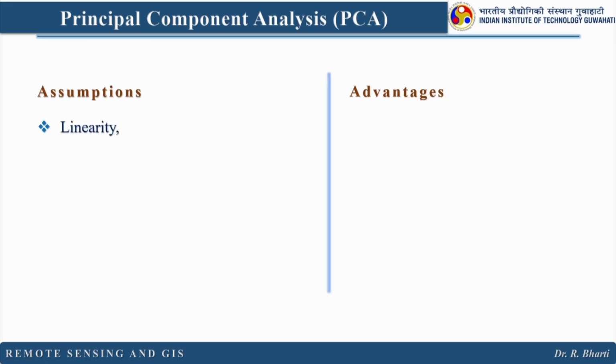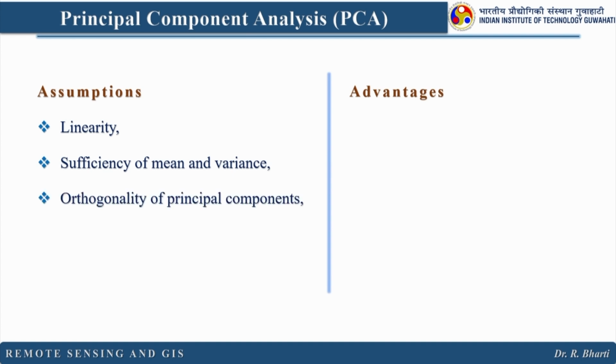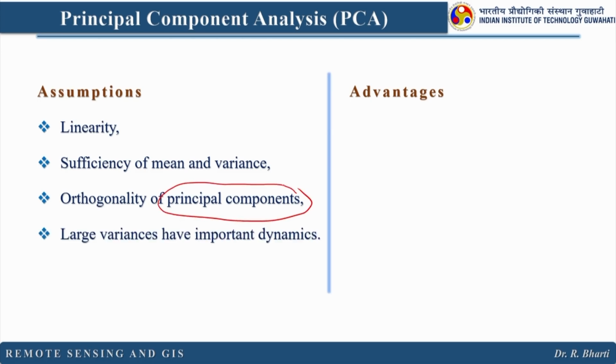Let us see. It assumes the data sets have linearity or correlation, sufficiency of mean and variance, orthogonality of principal components, which you will understand later, and that large variance has important dynamics, because here we are talking about variance. Variance means if variance is high among two data sets, that means both data sets are not correlated and they have different unique information of their own.